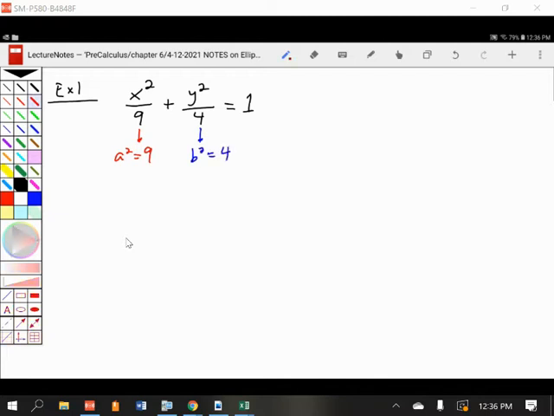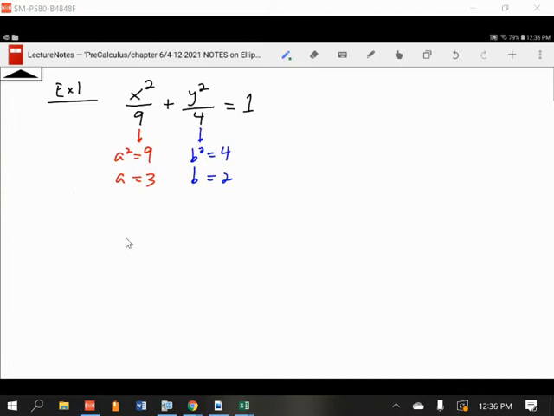So what is the square root of 9? The square root of 9 is 3. What is the square root of 4? The square root of 4 is 2. So my a value is 3, my b value is 2. What is the center of this ellipse? The center, remember, comes from h and k, and there is no h or k. So what's the center of the ellipse? The center is 0, 0.